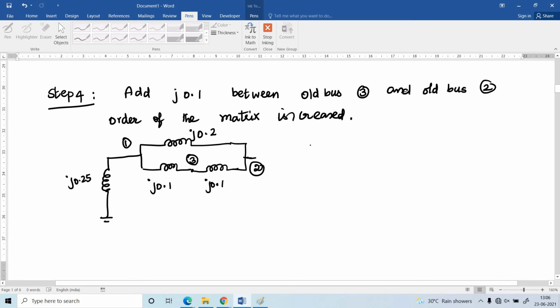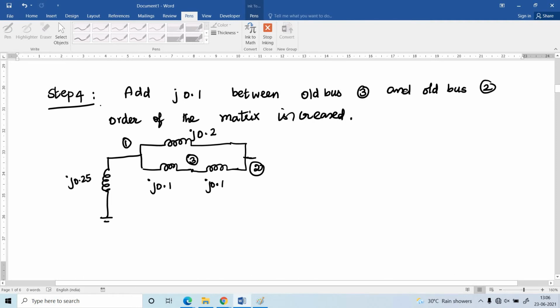Here for this, the order is first increased. After that, we have to eliminate the last column and row. Then it is reduced to 3 cross 3. The reason is there are no new branches added here. There is no new bus here, it is an already existing bus.